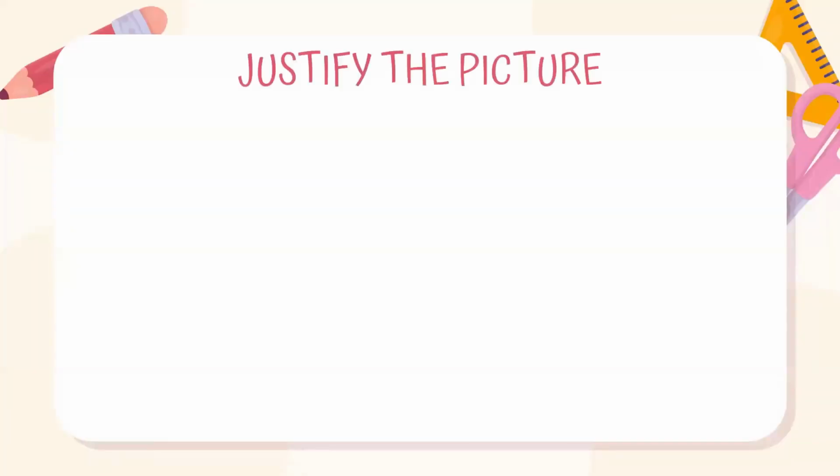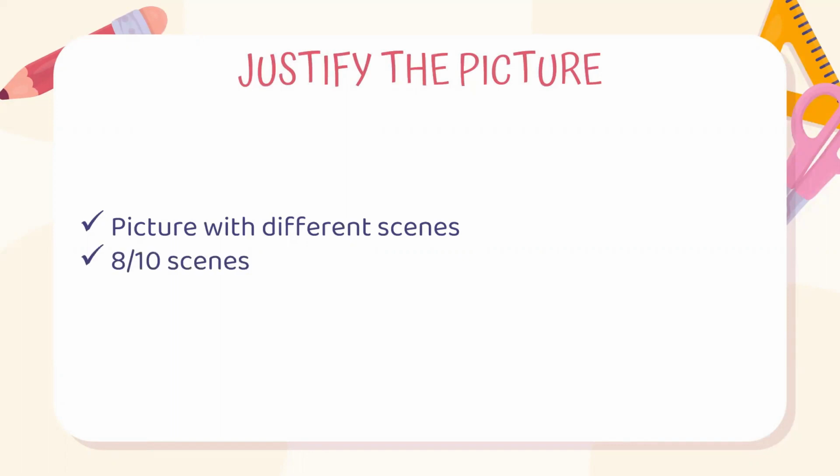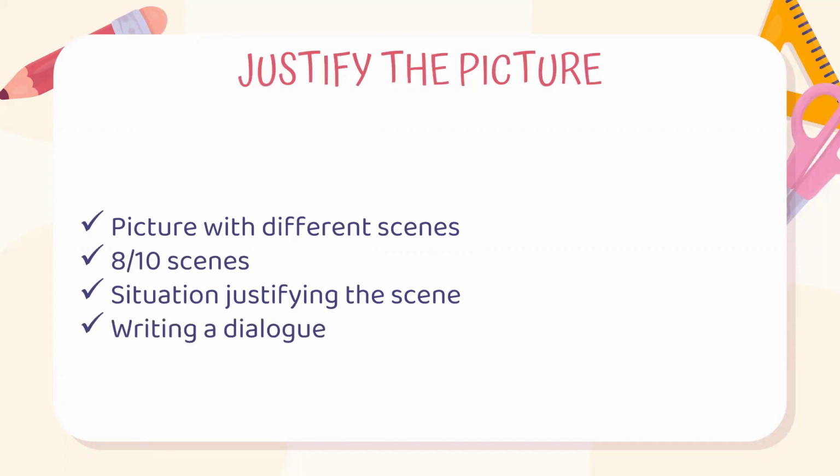In the writing skill, I will include the game of justifying the picture. The groups can be divided depending upon the strength of the class. Each group gets a picture with different scenes. Depending upon the size of the group, you can give 8 scenes or 10 scenes. Accordingly, each group has to look at the scenes carefully, think of a situation, and justify the scene. They also have to write a dialogue at the end of it related to the particular theme that they have selected.